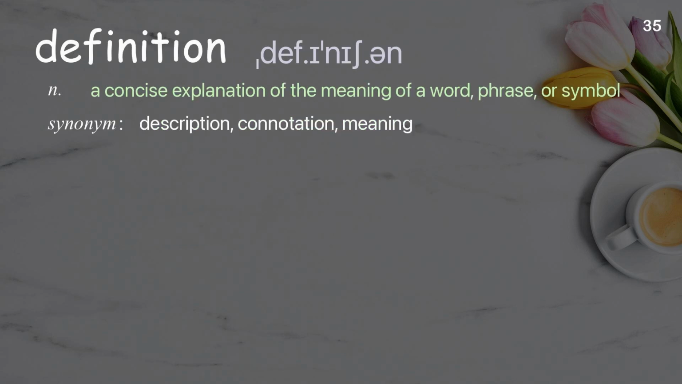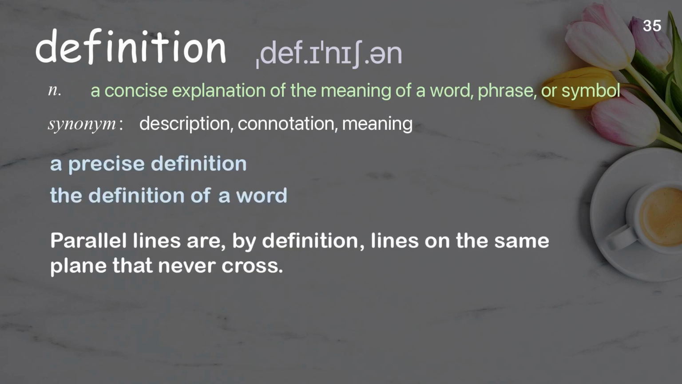Definition: a concise explanation of the meaning of a word, phrase, or symbol. Examples: A precise definition, the definition of a word. Parallel lines are, by definition, lines on the same plane that never cross.